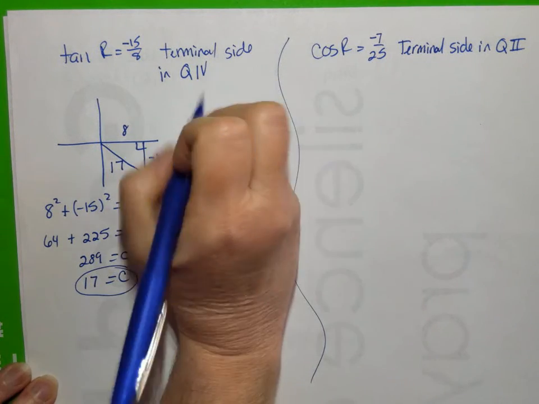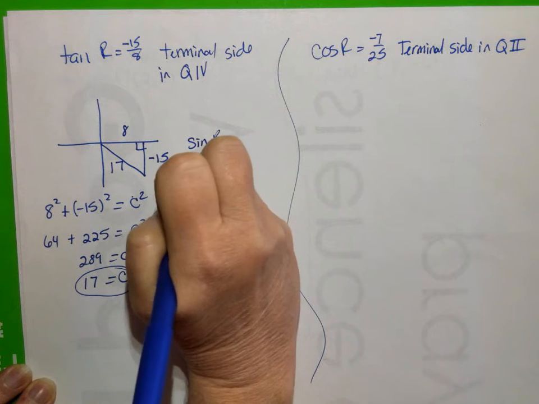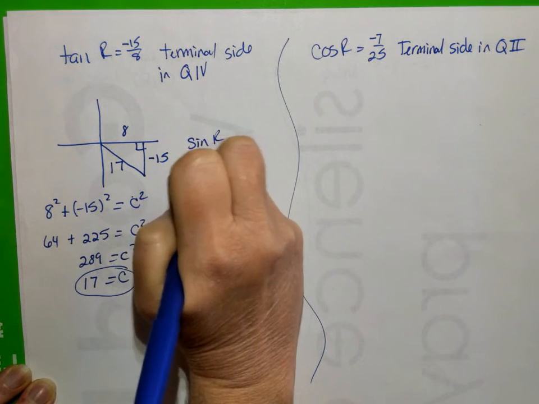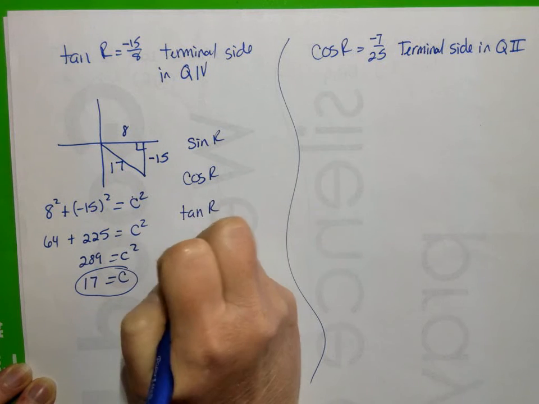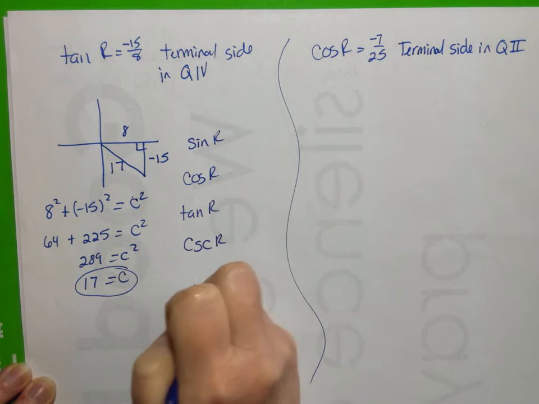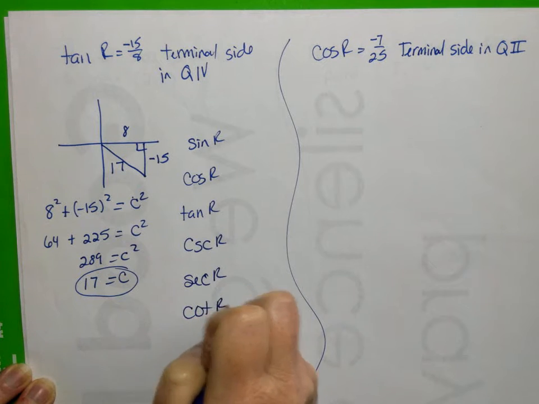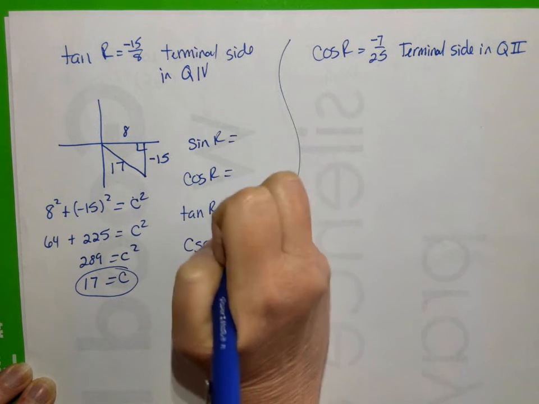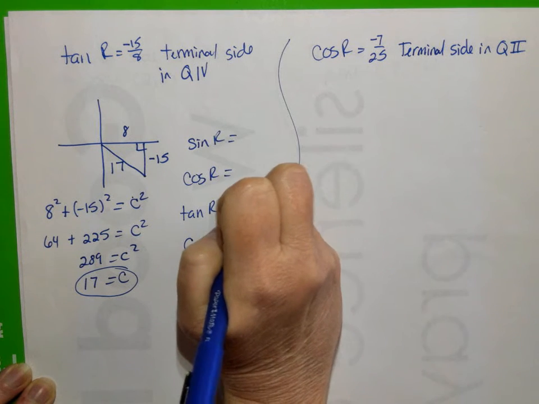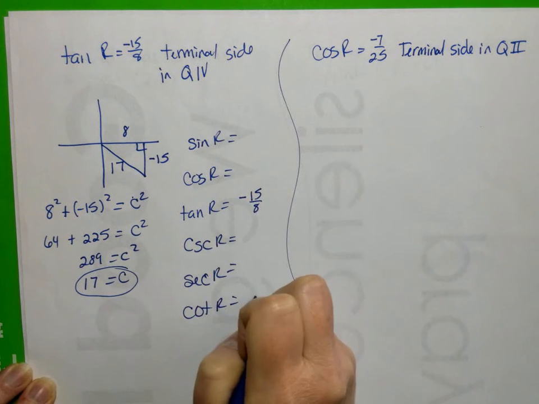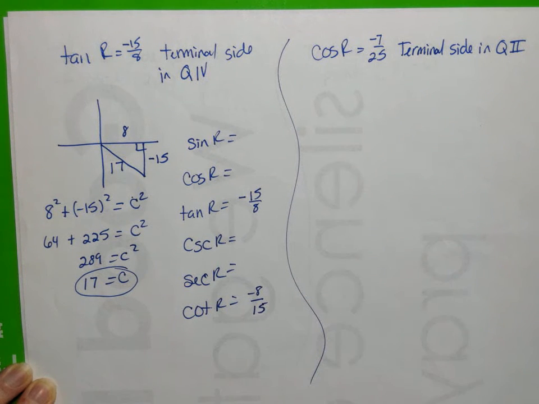So I know that. So I need to find the sine of r, the cosine of r, just to be consistent. I already have the tangent, but all I have to do is write it down. The cosecant of r, the secant of r, and the cotangent of r. So this is pretty straightforward. This is what we're filling in. So I know this one is -15/8, which makes this one -8/15. The negative sign can float, it's fine.